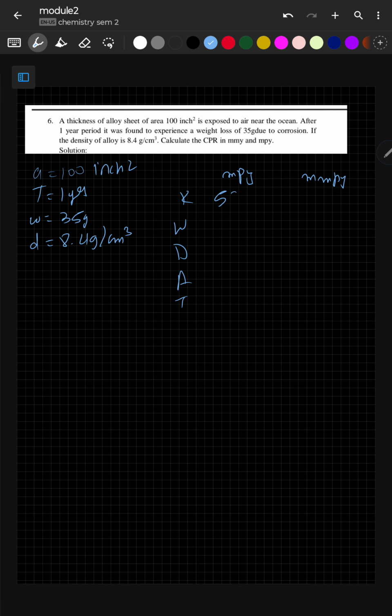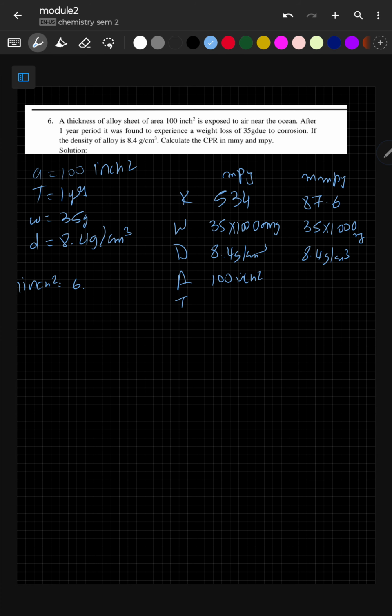KWDAT. 534, 87.6. This is going to be in milligrams, both of them. So 35 into 1000, because 1 gram is 1000 milligrams. Density 8.4 gram per centimeter cube. Area, this has to be in inch square, so 100 inch square. This has to be in centimeter square. So 1 inch square is 6.45 centimeter square. So that's going to be 645 centimeter square. Time is in 1 year. So 365 into 24 hours.